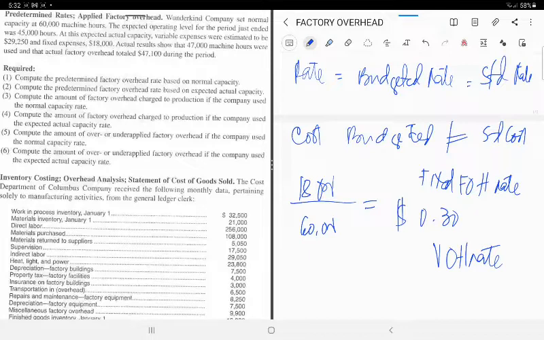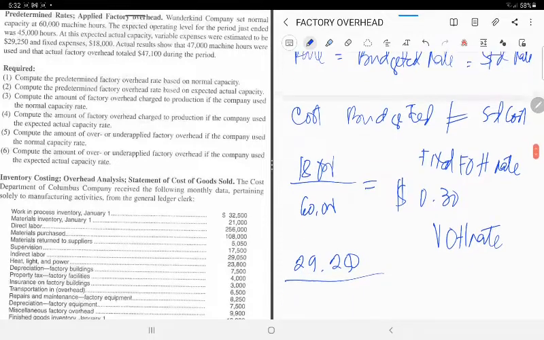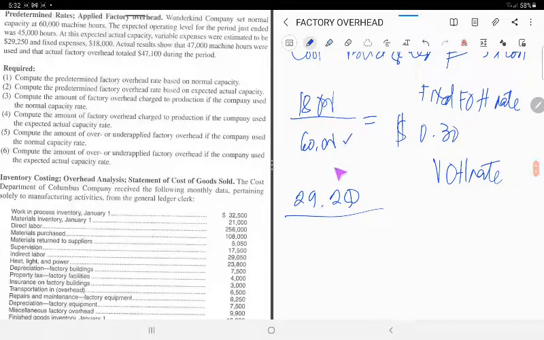Then we have 29,250. Ang tanong, anong gagamitin nating denominator? Should it be 60 or should it be 45? Diba? So, anong dapat? Ano na ang nature ng variable rate nyo? Regardless of the physical factor, in this case, hours, it will be the same.